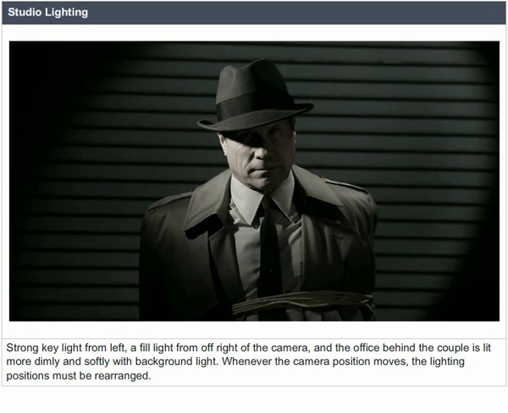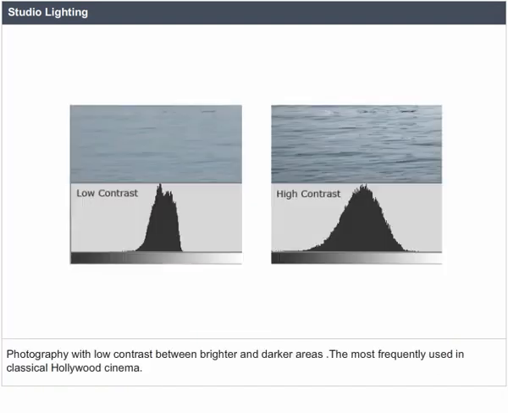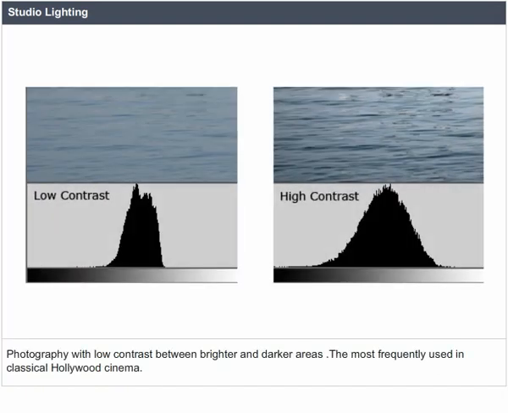Whenever the camera position moves, the lighting positions must be rearranged. Photography with low contrast between brighter and darker areas is the most frequently used in classical Hollywood cinema.